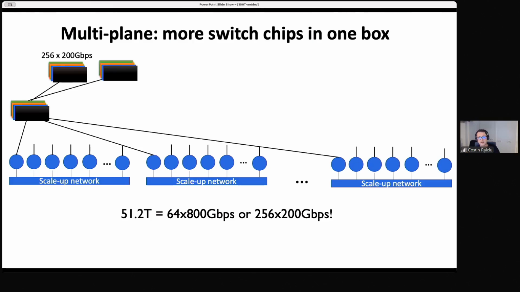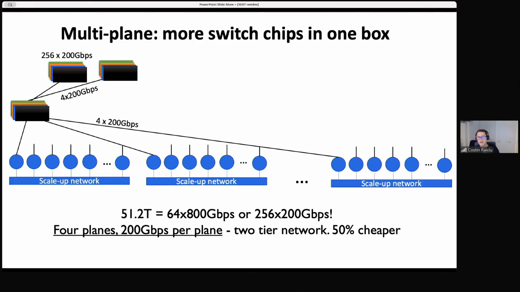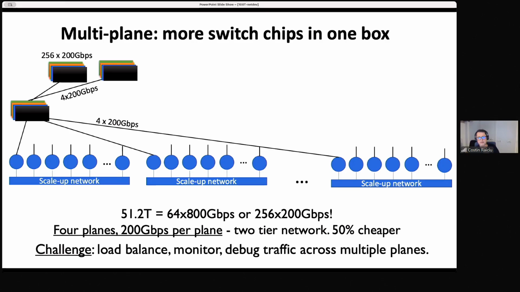Okay. So if you do the planes, then basically you can actually get away with much fewer planes. But obviously the challenge with the planes is that, well, debugging what happens and so forth is much harder. And now if a GPU wants to go at 800 gig, it has to somehow spread the traffic across these planes.